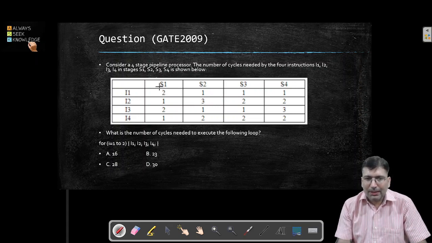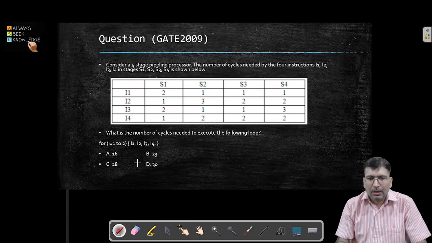So I1 in S1 takes two cycles, in S2 takes one cycle, in S3 takes one cycle, and in S4 takes one cycle. Similarly, I2 takes 1, 3, 2 cycles in S1, S2, S3, and S4. Similarly, I3 and I4. Now one small loop is given which is executing for the value i equal to 1 to i equal to 2.